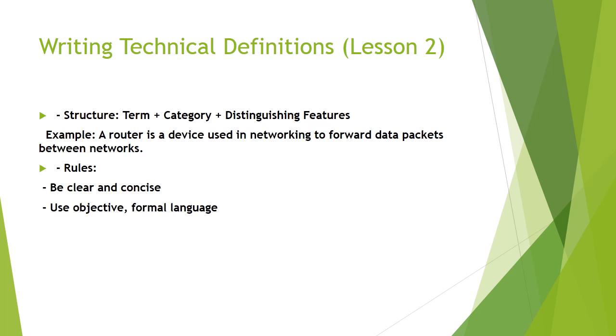Here is a rule that you have to remember while writing a technical definition. First, you have to be clear and concise and use objective formal language. What do we mean here by being objective? That is to say, you don't have to add extra unnecessary information or opinion. Just be objective. Write the word, its category, and its function, or what it is used for. No more or no less information, which will be unnecessary in a technical definition.